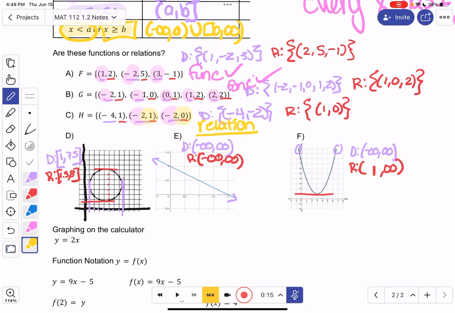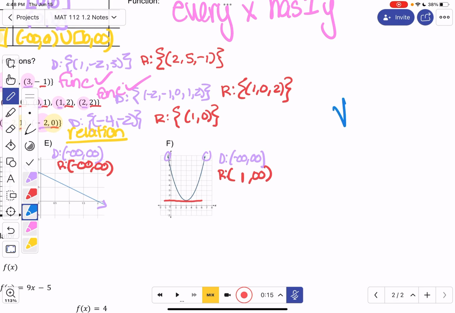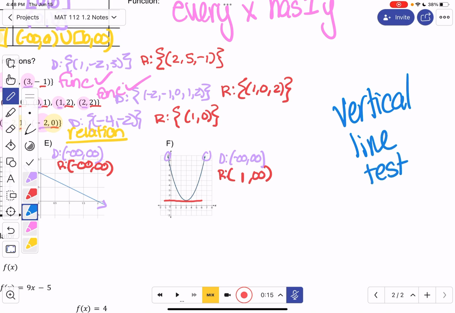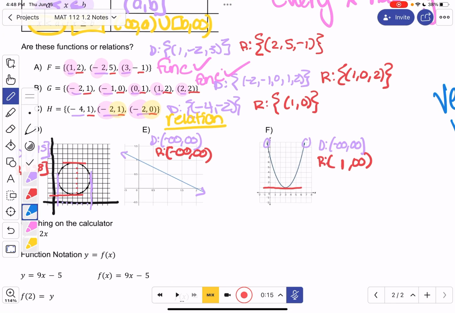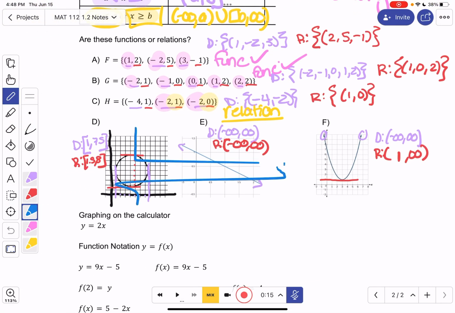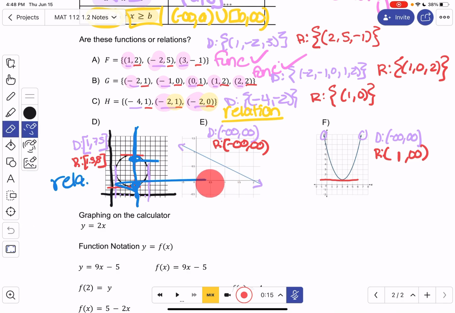On a graph, you tell that with what's called the vertical line test. Draw a vertical line. If there's anywhere on the graph where the vertical line touches your graph more than once, it's not a function. So if we look at this first one, boom. Even though it jumped, it's not a function because it touches the circle in 2 places. So it's just a relation.